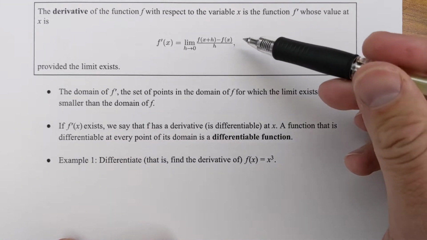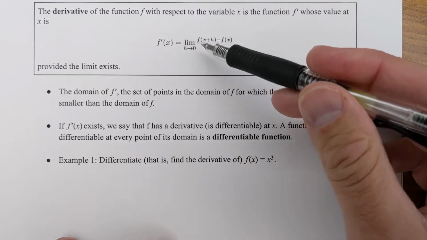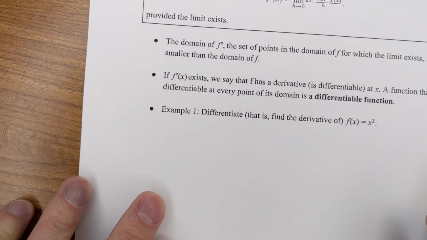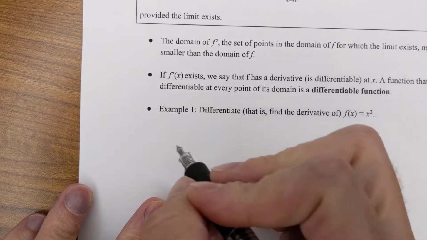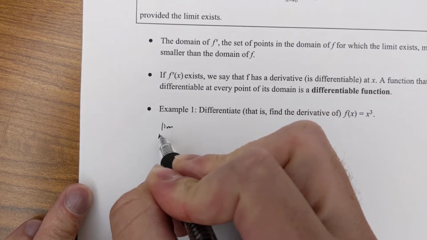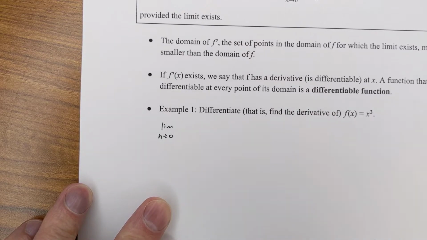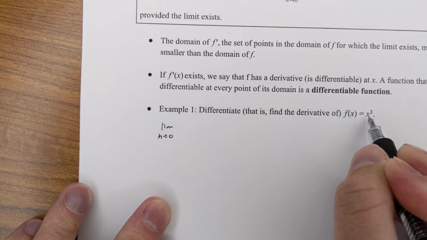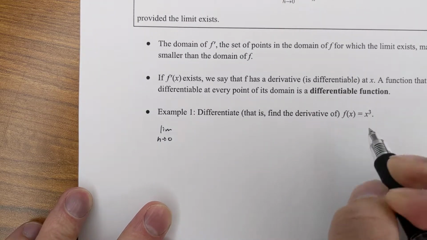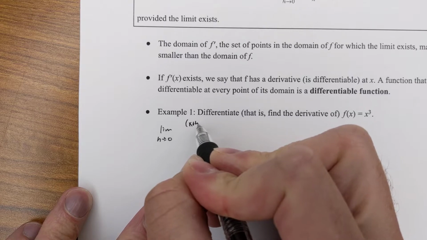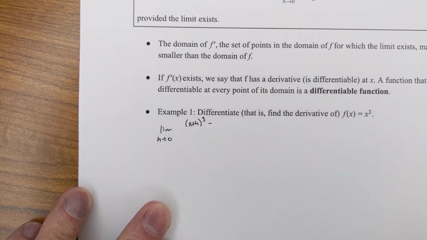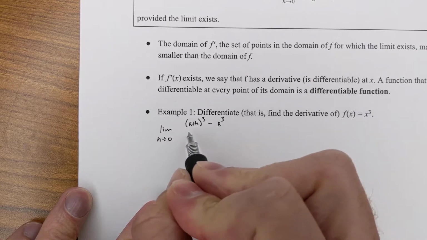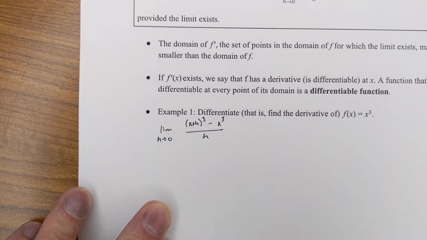So we're going to use this definition here: f of x plus h minus f of x, all over h, and take the limit as h goes to 0. So f of x plus h is just this equation with x plus h plugged in for x. So x plus h cubed, and then f of x is just x cubed, the original equation, all over h.